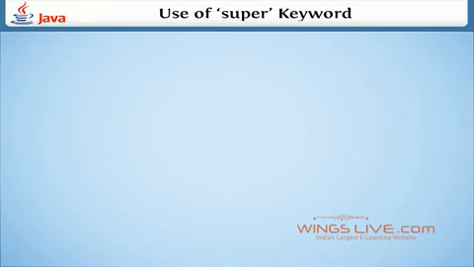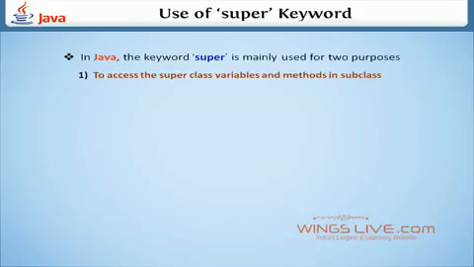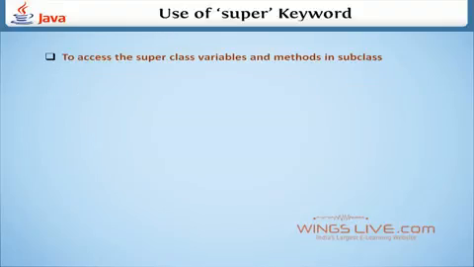Use of the super keyword. In this lesson, we are going to discuss the keyword super. In Java, the keyword super is mainly used for two purposes. 1. To access superclass variables and methods in the subclass. 2. To call a superclass constructor in the subclass. Let us discuss them one by one. The first one is to access superclass variables and methods in the subclass.